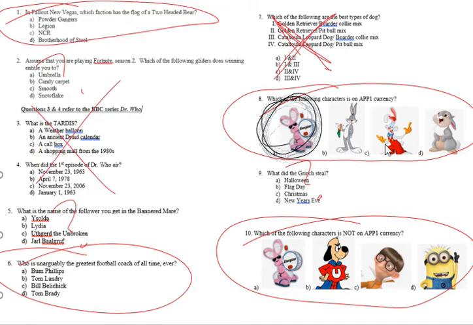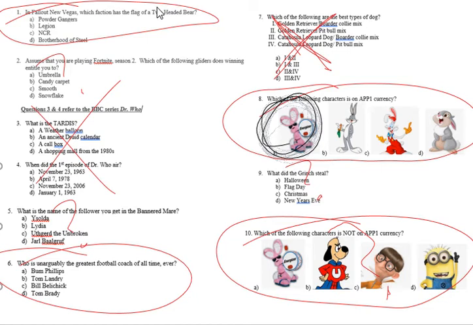All right, so now I'm going to go to my next circled picture, which is 10. Which of the following characters is not on APP1 currency? Okay, well, I've already answered, I know Energizer Bunny is. Not sure who this guy is. Vector. I've seen Vector and a minion. I'm not sure about this one. So what I'm going to do is go back and put a question mark on it.